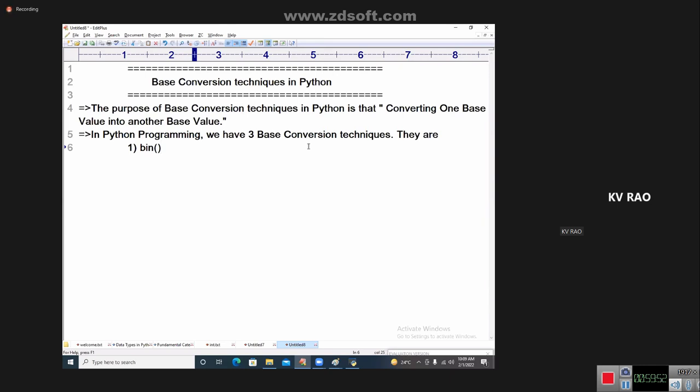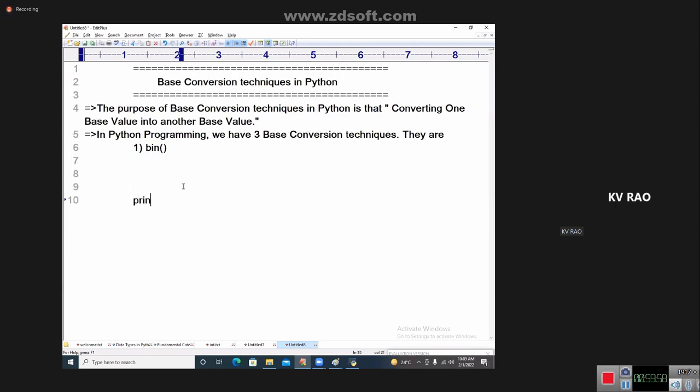Every type of operation is carried out by using functions. As we already discussed, print is a function. A function is marked by a pair of braces, an opening brace and a closing brace. The English meaning of function is performing an operation.